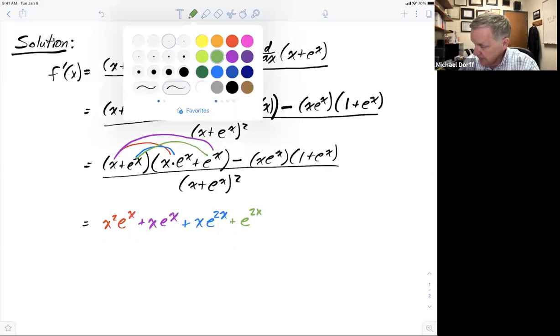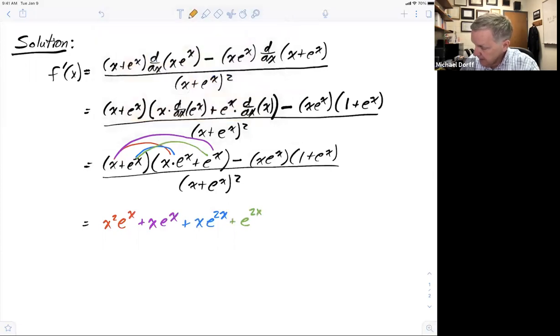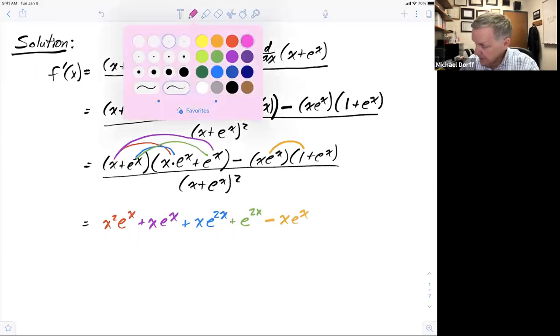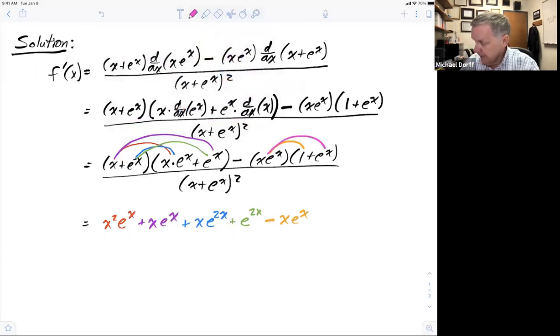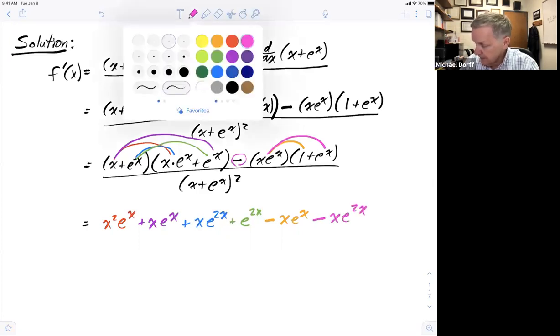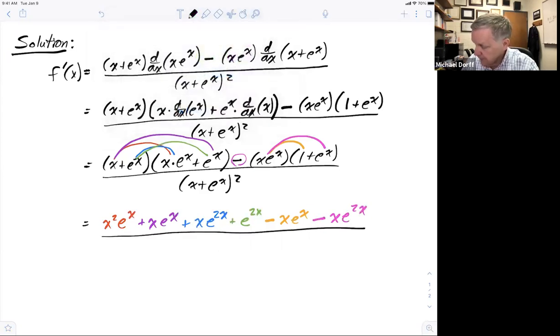All right, on the other side, we have x e to the x times 1 with a subtraction sign in front of it. So that's going to be x e to the x. And then the last one, remember I still have this negative that gets distributed. So I have a negative, but now I have x e to the x times e to the x. So that's going to be minus x e to the 2x. All right, and that's all over the denominator squared, which was the original denominator squared.